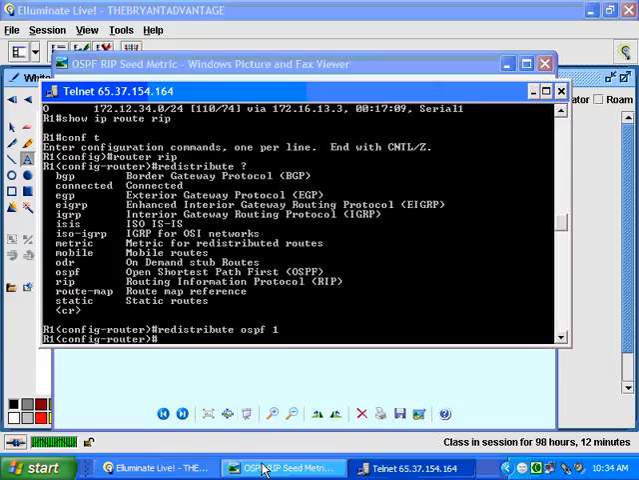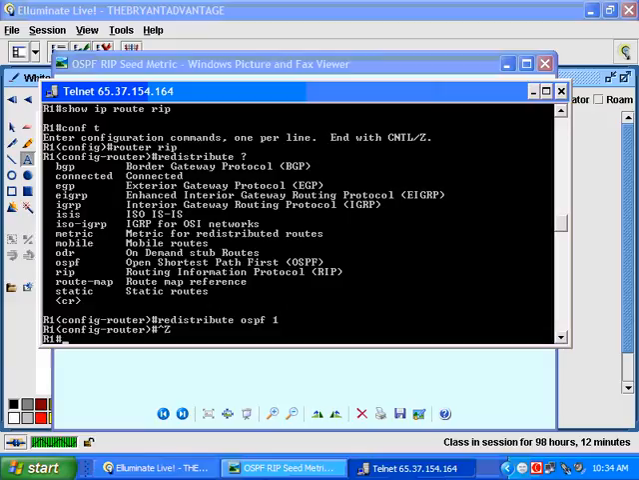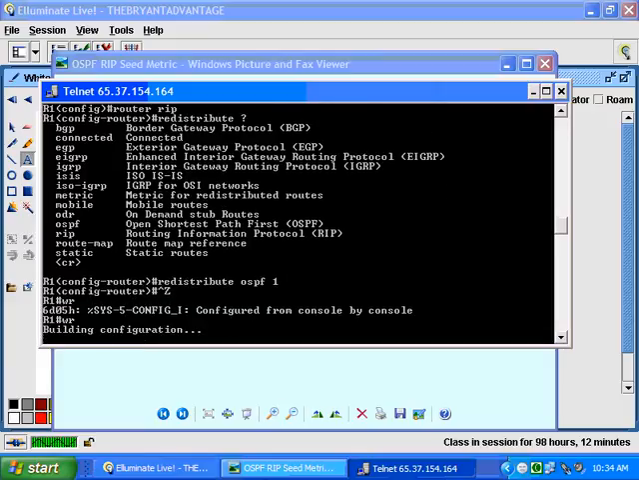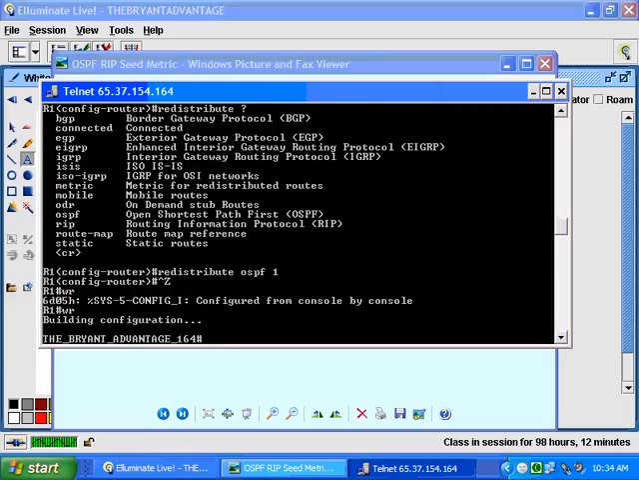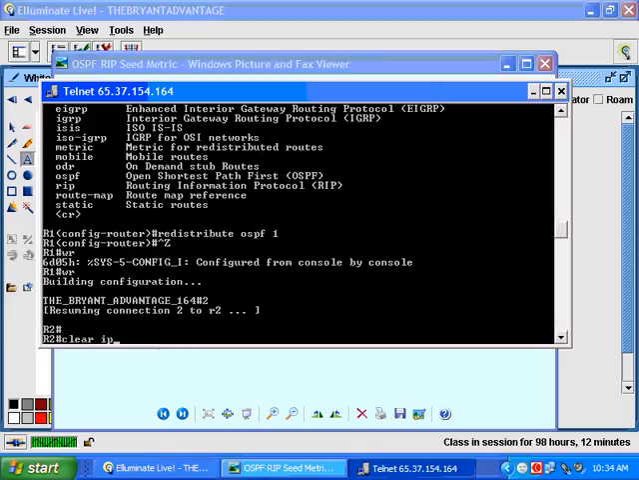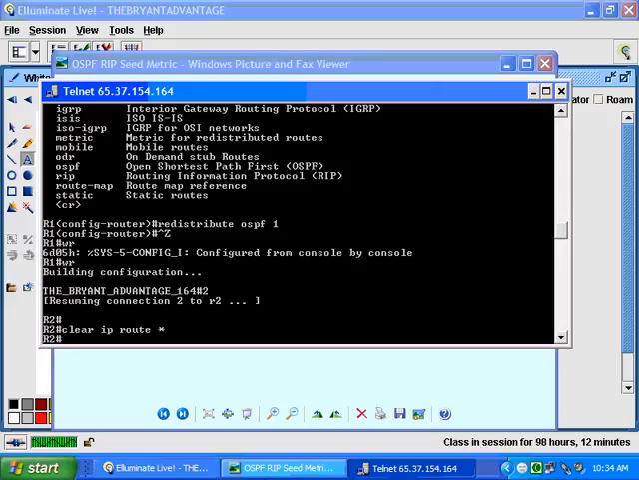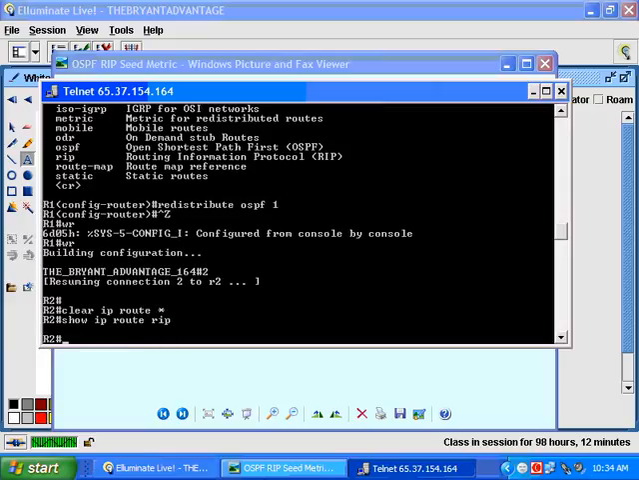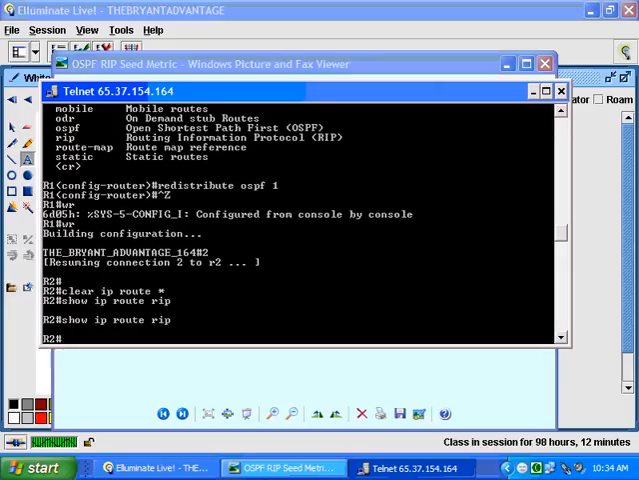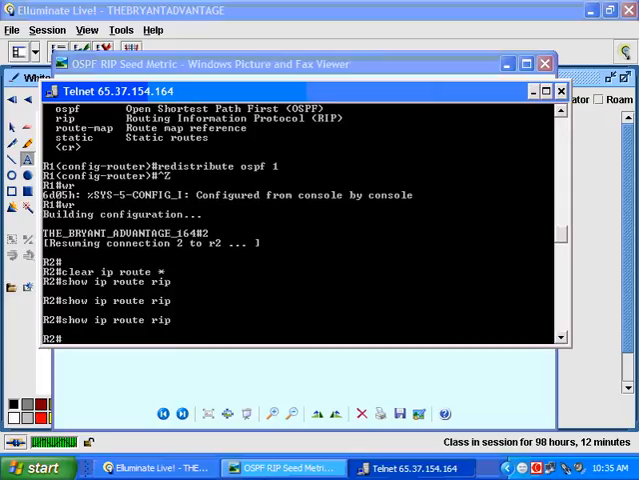So there we go. We just did a redistribute OSPF 1, 1 being the process number. We'll do a WR at the same time. And we will go over to router 2. Since we're running RIP over here, we'll run clear IP route asterisk to go ahead and hurry it up because we're impatient. And we don't have any routes yet. We're not seeing the route. Still don't see it. Probably would have seen it by this time, don't you think?